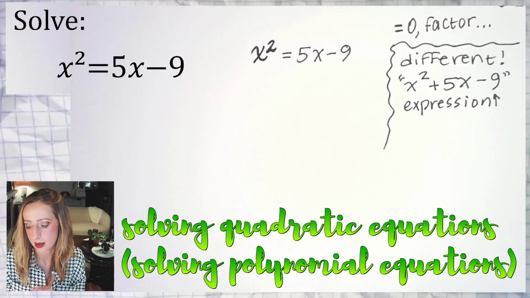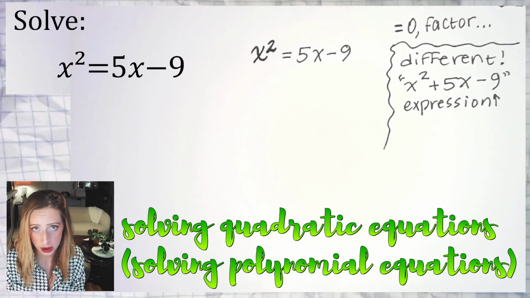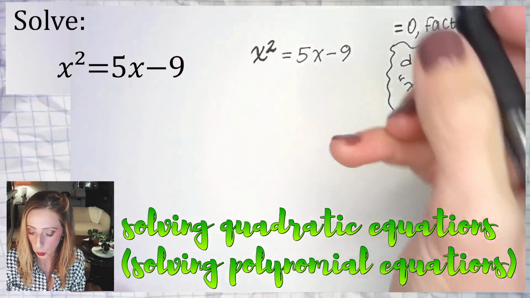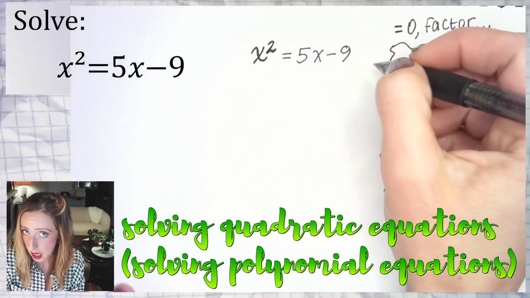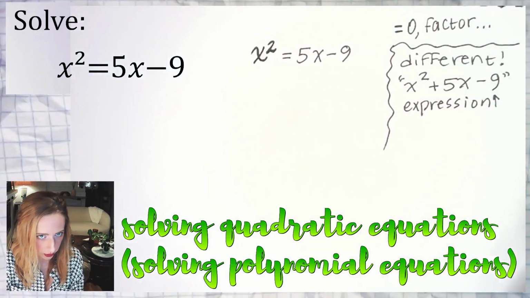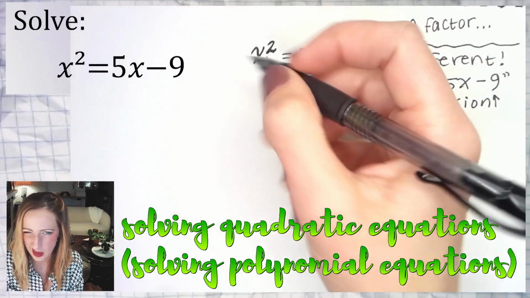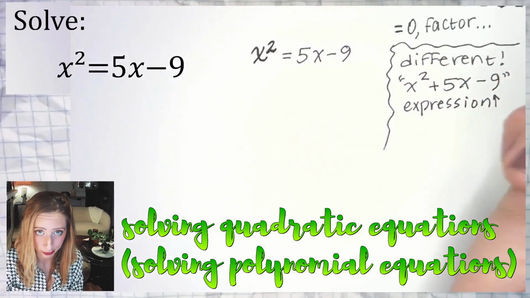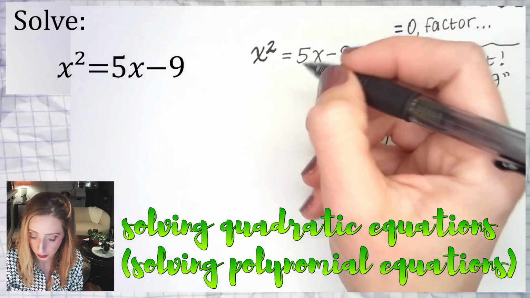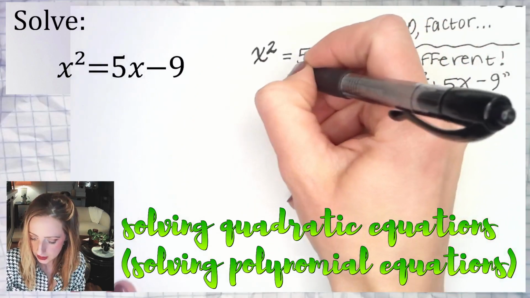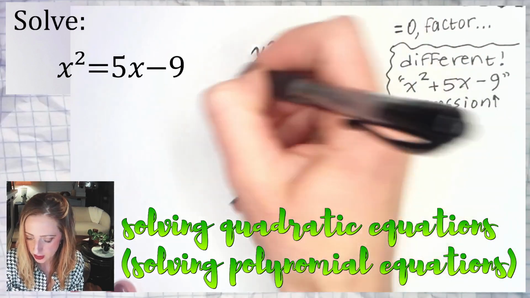I do that because usually when I'm reading work, students will mess up factoring or the quadratic formula, whatever they're doing, when the x squared is negative, because it makes a mess for people. So let's go ahead. I'm going to subtract 5x.